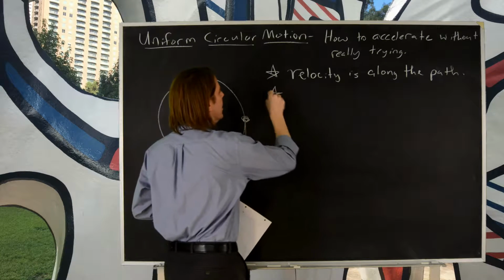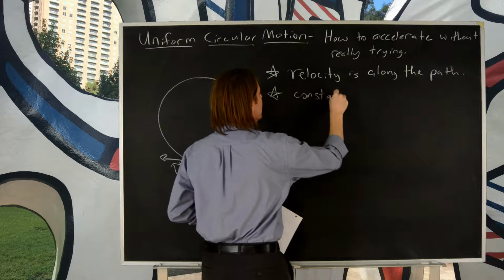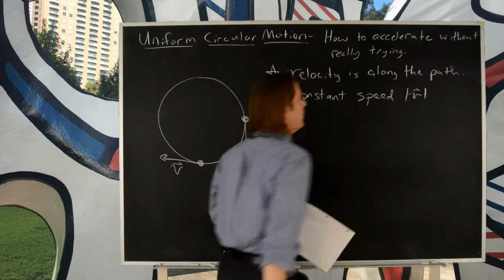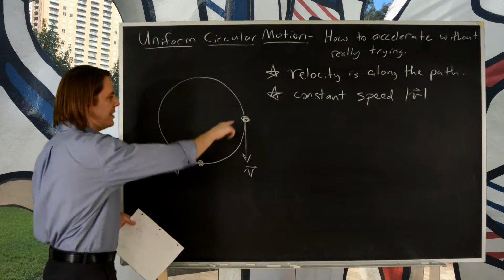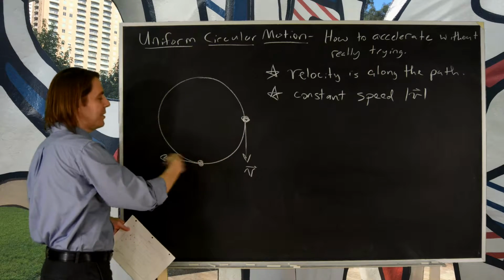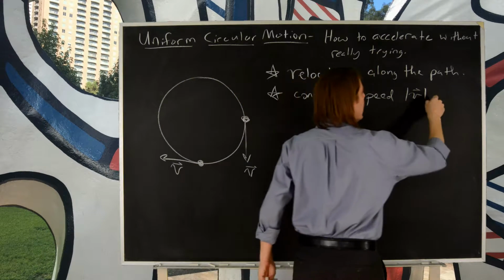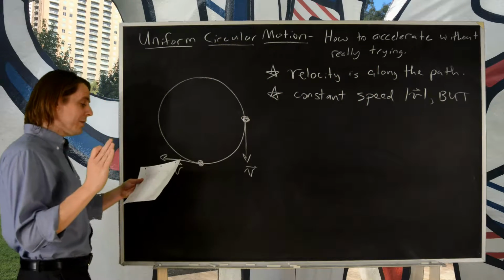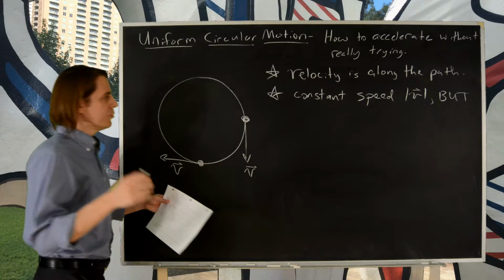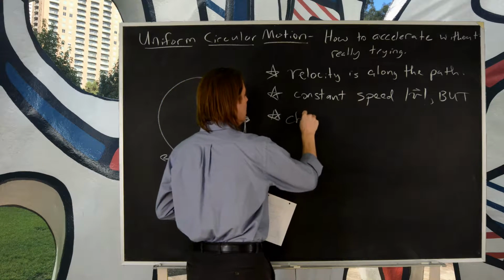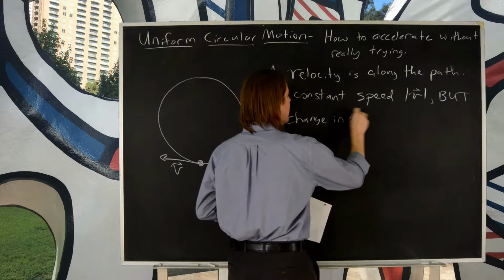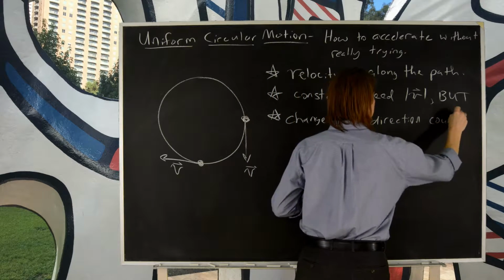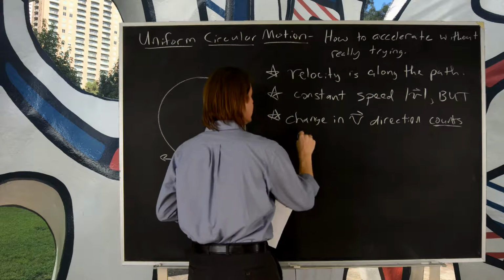The second bullet is you have constant speed. The speed is the magnitude of the velocity. So even though we're going around, it's keeping the same magnitude of that vector. So you might say if it's constant speed, it's not accelerating. But, there's a big but, the change in direction, change in the velocity direction counts as acceleration.